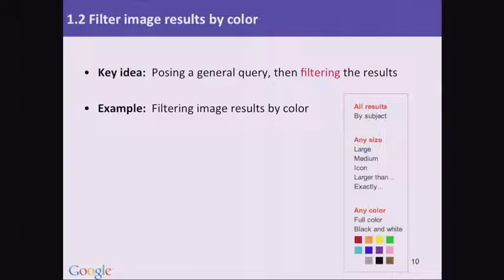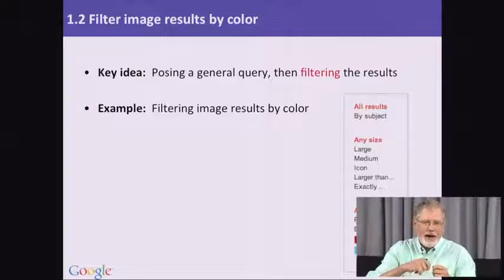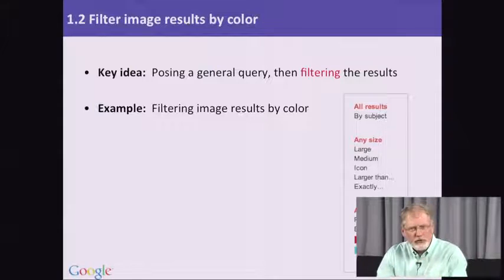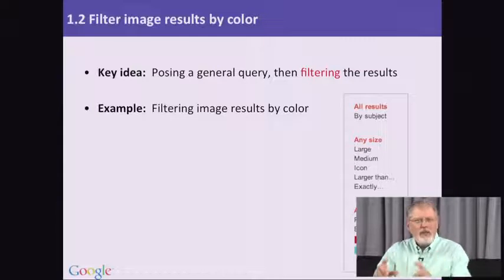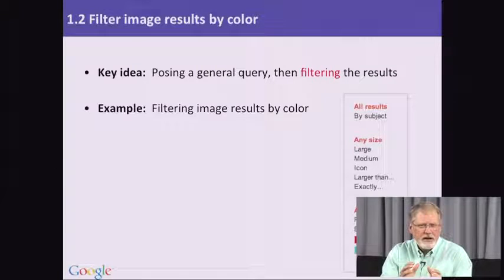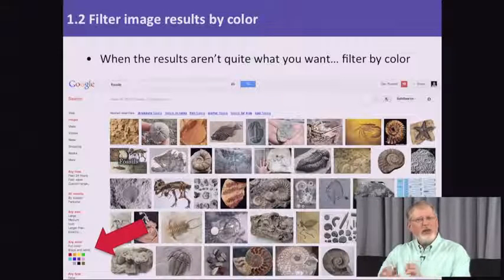What I want to show you is the skill of filtering your image results by color. Usually what you do when you're using Google is you pose a query. That is, you ask it a question, you type in a few words. That's the query. We then do something to take those results and focus in on just the kind of subset of that results we really need and we really want. One thing we can do in image search is to filter by color.